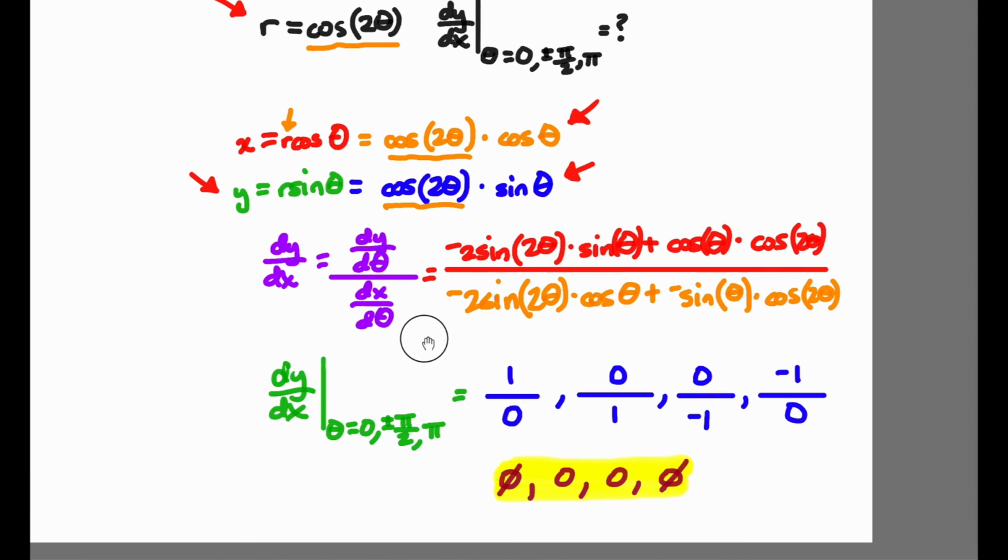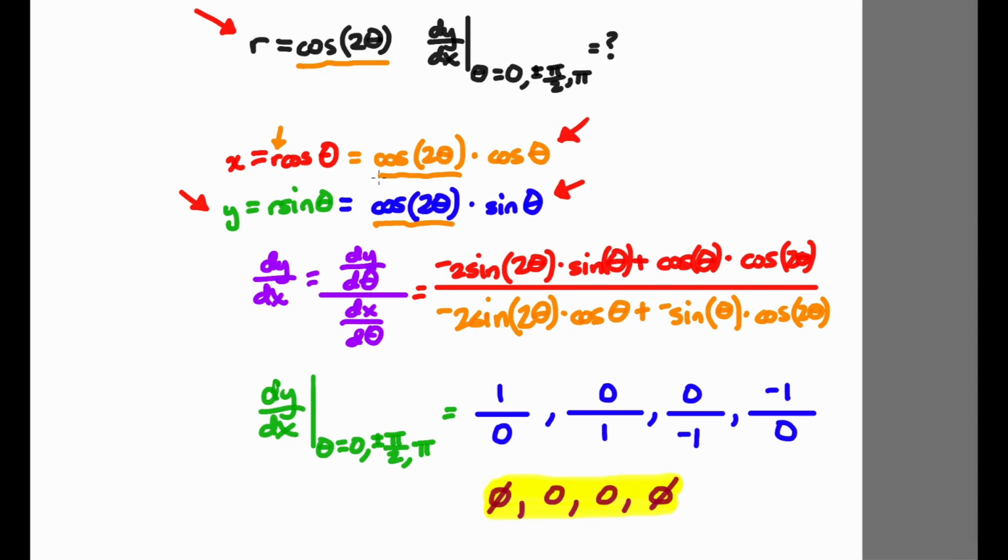So that's basically how to do a polar differentiation problem when it's looking for the dy over dx of a given polar equation. If you have any questions on anything in this video, let me know.